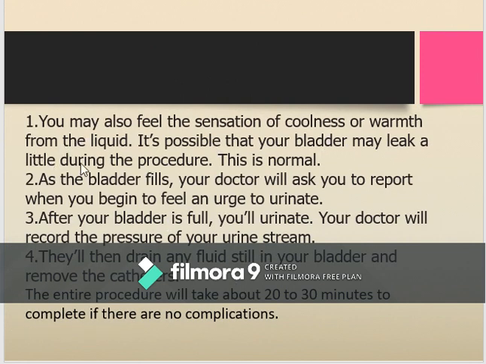These are the sensations that the patient may feel, such as a sensation of coolness or warmth due to the liquid being instilled, and there is possible leakage during the procedure, and that is normal. Leakage means dribbling of urine from the bladder through the urethral meatus. And when your bladder is getting filled with the saline, the doctor will ask the patient to report when the patient begins to feel an urge to urinate.